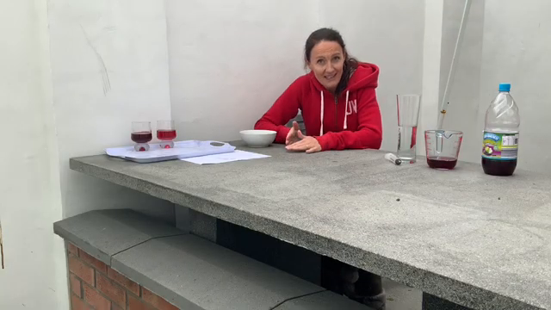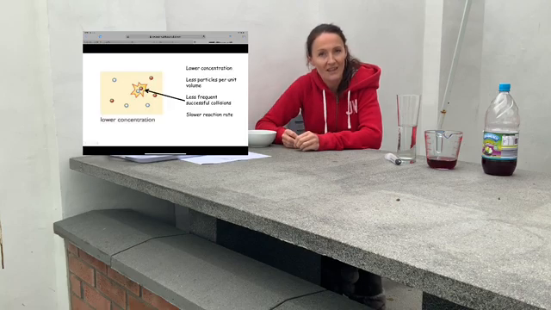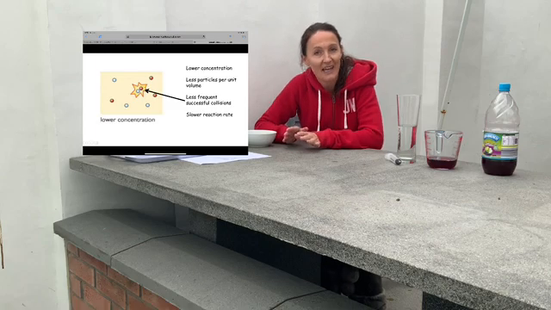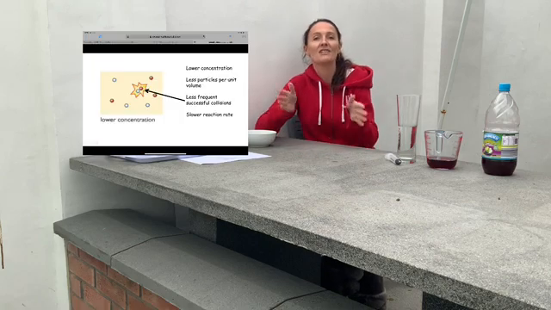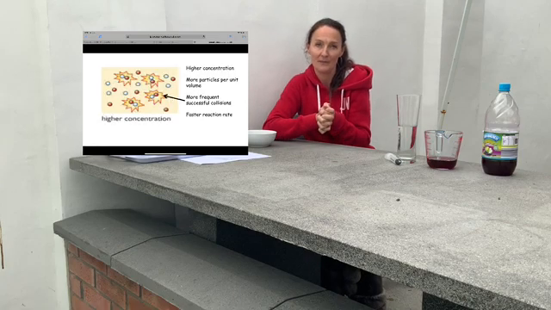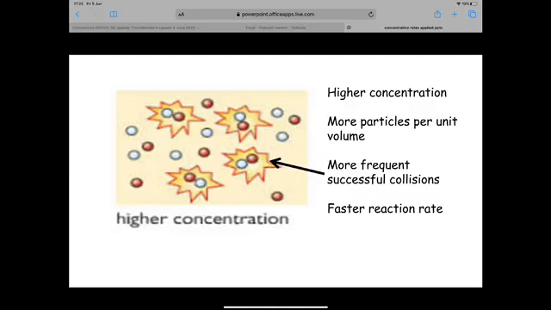If you dilute the acid, there are less acid reactant particles per unit volume in the diluted acid. If there is less acid reactant particles per unit volume, then there are less frequent collisions and therefore the reaction rate is lower. Higher concentration, more particles per unit volume, more frequent collisions, therefore more successful collisions and a higher reaction rate.